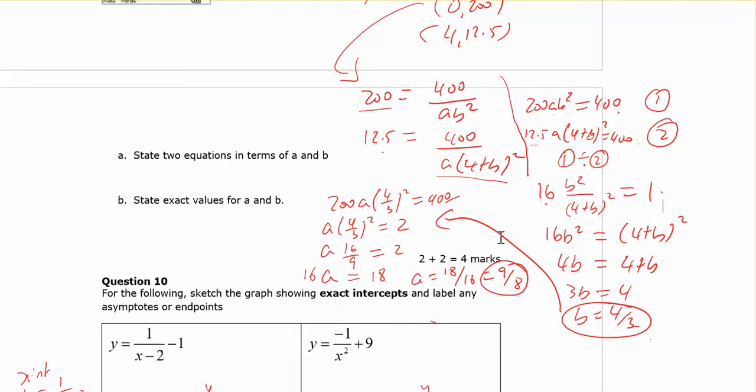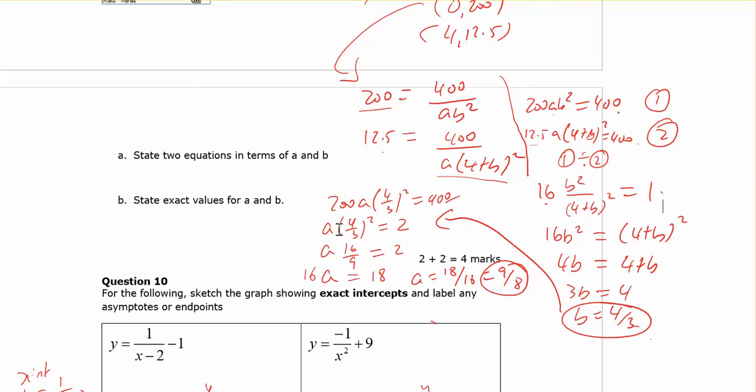Now what I've done is I've moved the 4 plus b squared to the other side. I multiplied that by both sides. I'm left with 16b squared equals 4 plus b all squared. What I do now is I square root both sides. So I've got 4b equals 4 plus b. I've moved the b to this side, so that's 3b equals 4. So b equals 4 over 3.